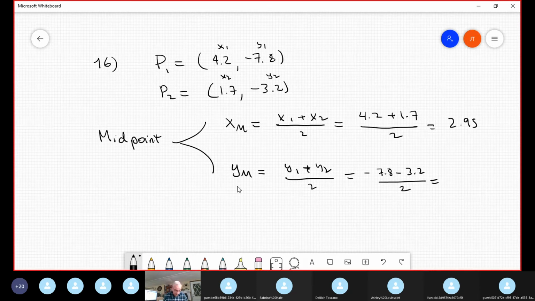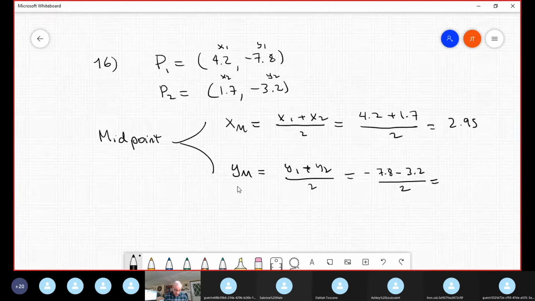And this is 7.8 negative, of course, but I don't care. 7.8 plus, because it's the same sign, you add 3.2. Es obvio que es 11, ¿no? Negative 11 divided by 2 is 5.5. The answer is negative 5.5.